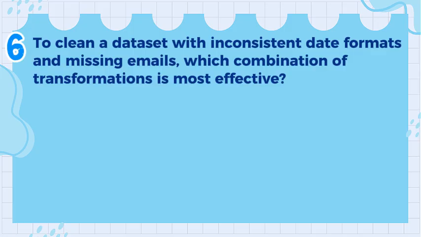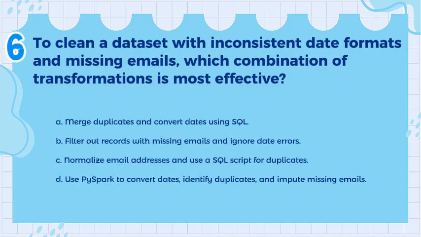The choices are A. Merge duplicates and convert dates using SQL. B. Filter out records with missing emails and ignore date errors. C. Normalize email addresses and use a SQL script for duplicates. D. Use PySpark to convert dates, identify duplicates, and impute missing emails.